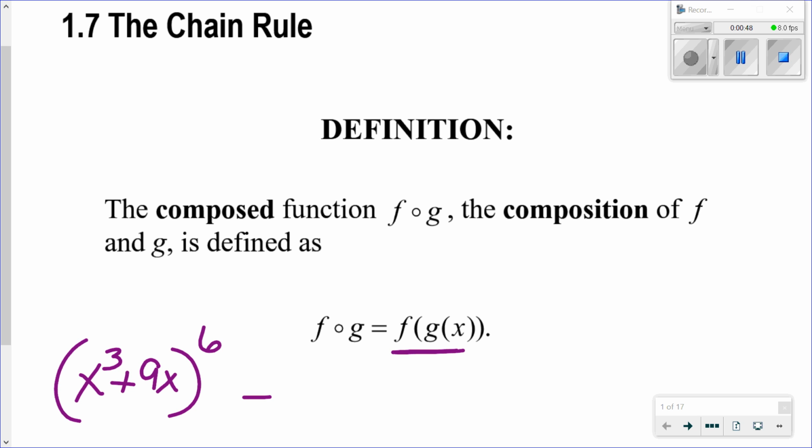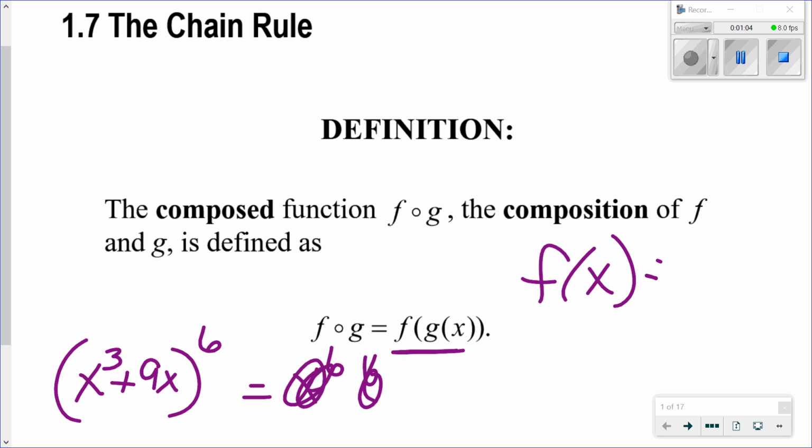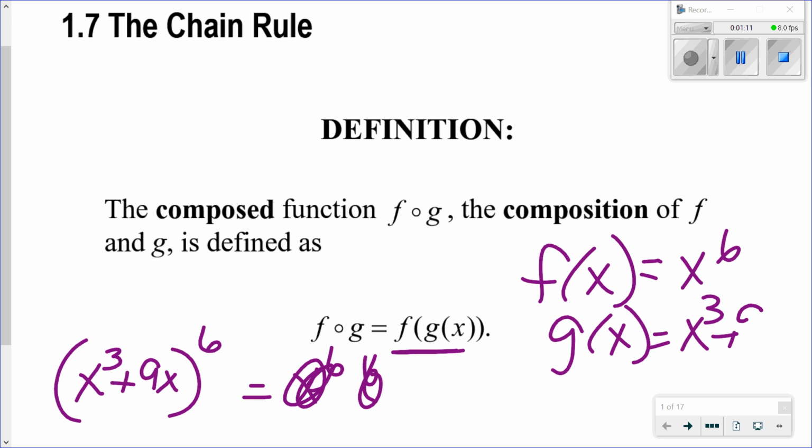It is composed of two functions, f of x, which is x to the 6th, and g of x, which is x cubed plus 9x. Okay, so that means we plugged the g of x function into the x in f of x. We composed the function. All right.